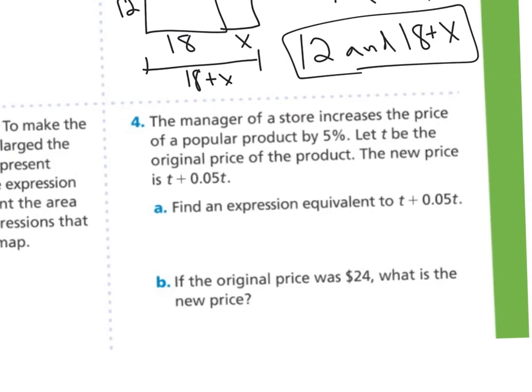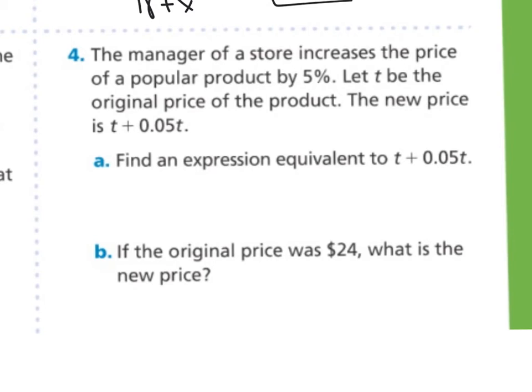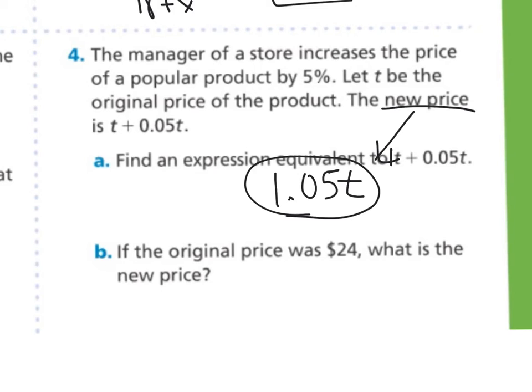If we look at number 4, the manager of a store increases the price of a popular product by 5%. Let T be the original price. The new price is T plus 5/100 T. Find an expression equivalent to T plus 5/100 T. So we know in front of that first T we could put a 1. Are these like terms? Yes. Yes means we can combine them together. So 1T plus 5/100 T would be 1 and 5/100 T. Good. Okay, so that's our new price. We just found an equivalent expression for that new price.